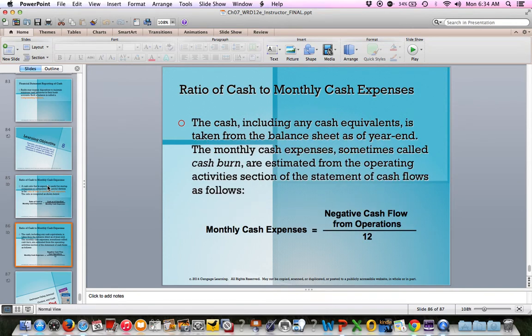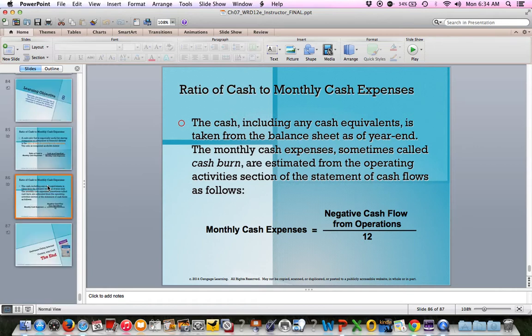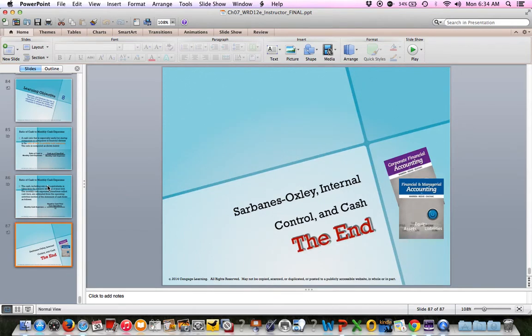It says also the ratio of cash to monthly cash expenses. You can see negative. If I have cash flow from operations that's negative, I can divide that by 12 and compare that to my monthly cash expenses. That's called my cash burn rate. So if my business does not generate enough cash and it uses cash, this gives me a good feel for how much cash I have on hand, how long it will last me before I either go belly up or I obtain new financing. Okay, so that was internal controls.